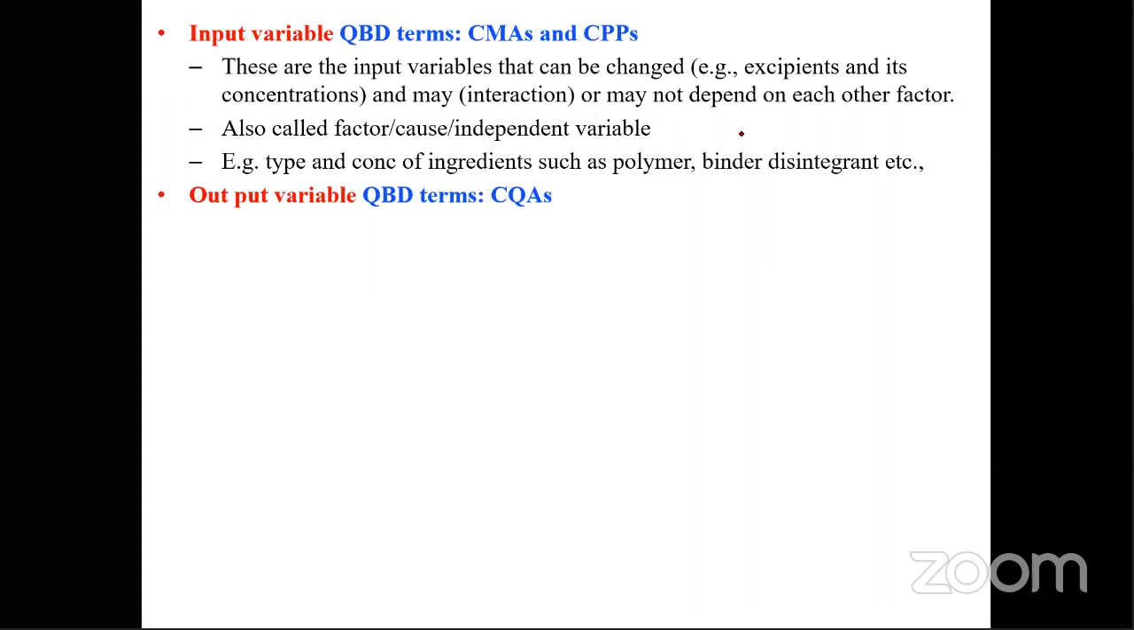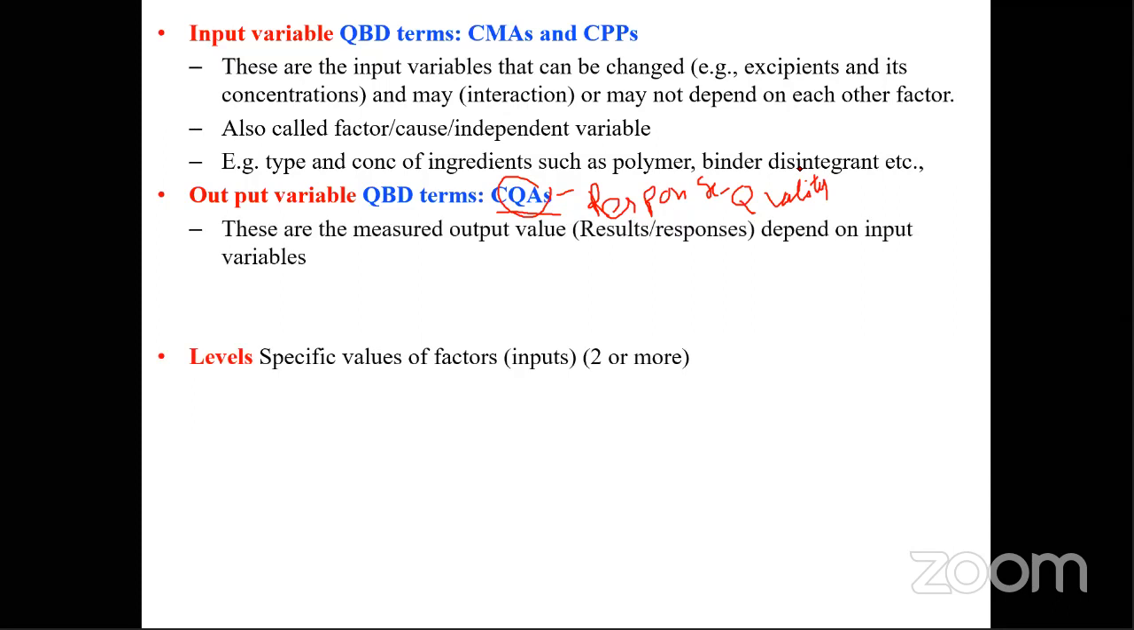The next comes to the output variables, also called critical quality attributes. That means these are nothing but your responses. As I said in the beginning of the presentation, these are the quality aspects of the product, like dissolution, disintegration, or whatever it is. So these can also be called the results or output value. Like you say input variable, we can call it output value. You can also call it result. You can also call it response. And we also call it dependent variable. This is called dependent variable.